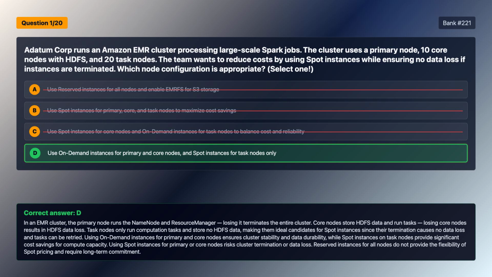Using on-demand instances for primary and core nodes ensures cluster stability and data durability, while spot instances on task nodes provide significant cost savings for compute capacity. Using spot instances for primary or core nodes risks cluster termination or data loss. Reserved instances for all nodes do not provide the flexibility of spot pricing and require long-term commitment.